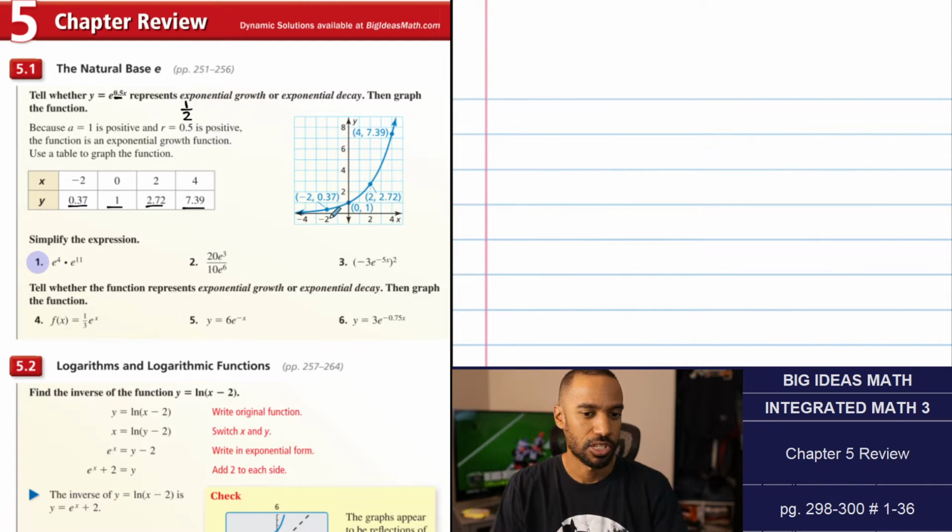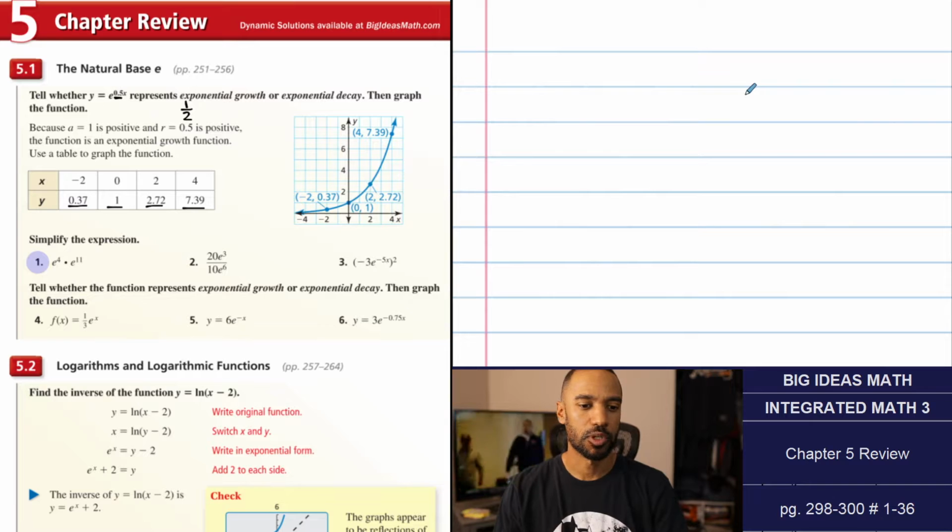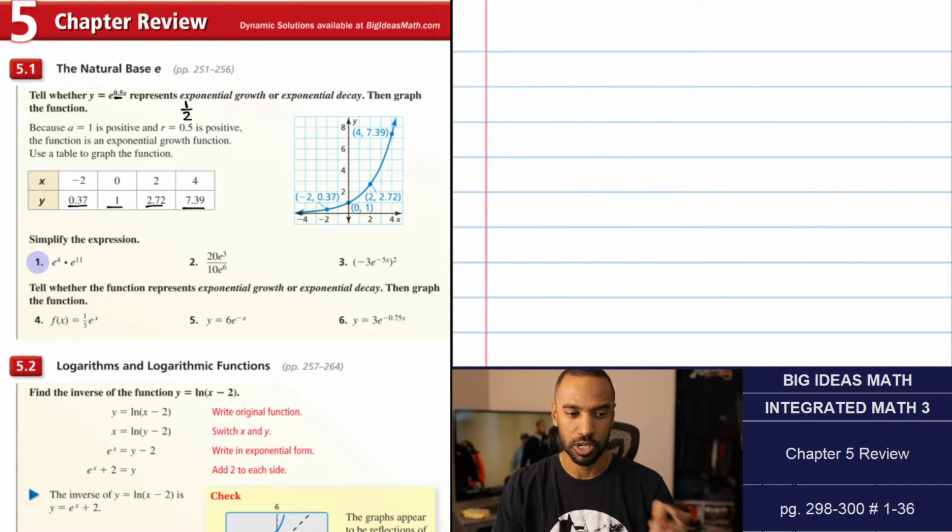But here's your graph. It's the same as the e to the x function, except it's stretched by a factor of 2 horizontally. So there's the graph, there's the growth. That is the example. We move forward. Let's look at numbers 1, 2, and 3, which have nothing to do with graphs, but just use of e.